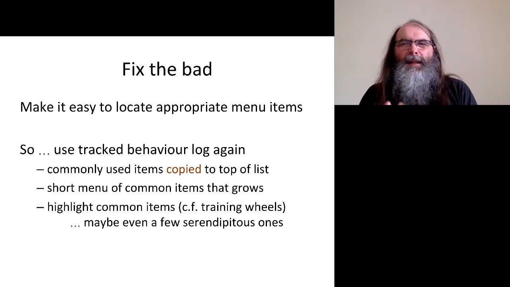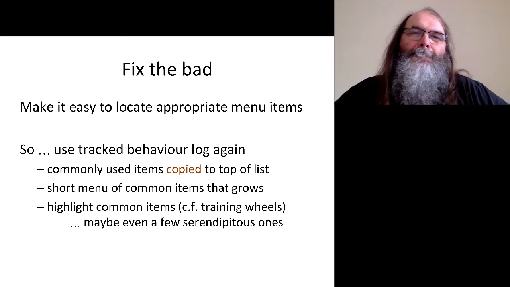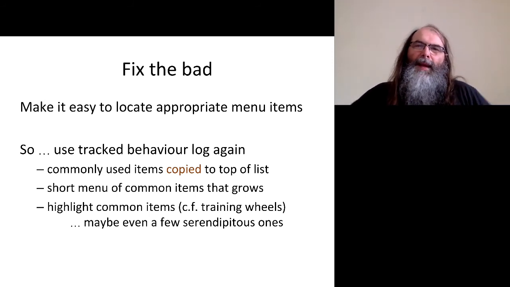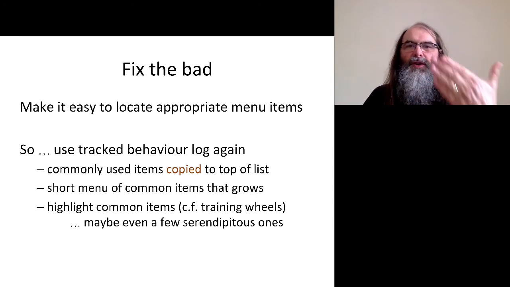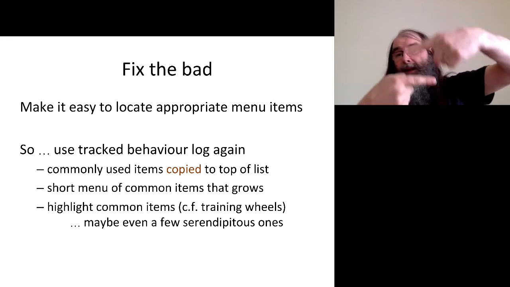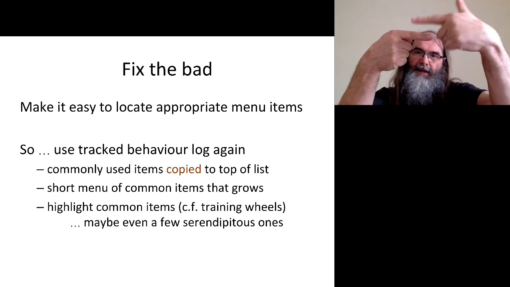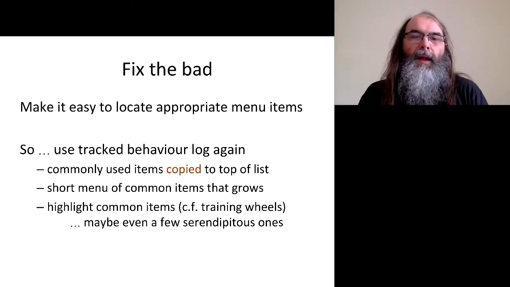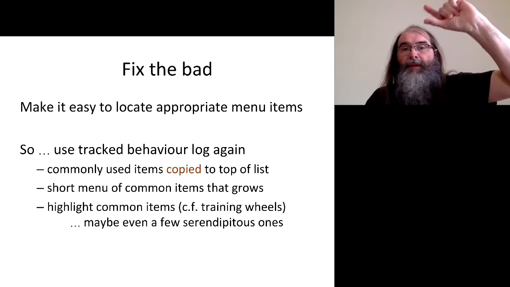So when I was fixing the bad, I said one way is just to not randomise it. But could I make it easy to locate the appropriate menu items? Again, we can look at tracked behaviour. There's a common thing to do, and you see this in font menus, where you copy items, you don't get rid of them where they belong, to the top of the list to make them accessible. So you have this sort of short menu of common items and a long one. And that's quite a common thing to do.